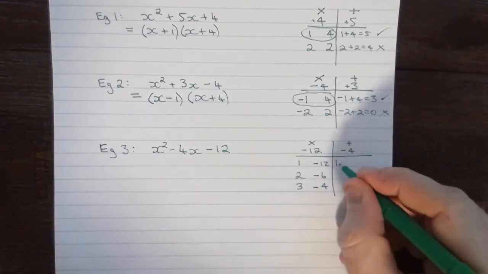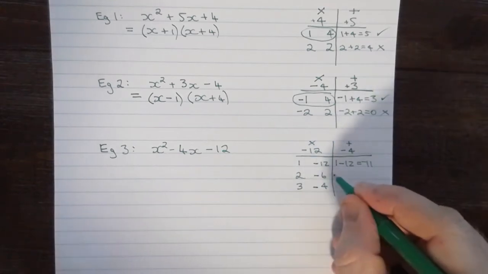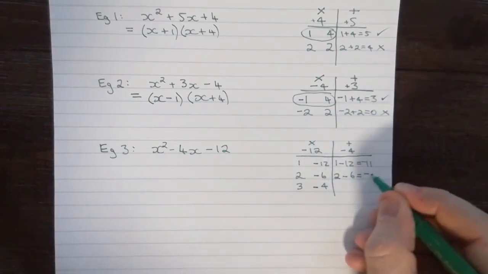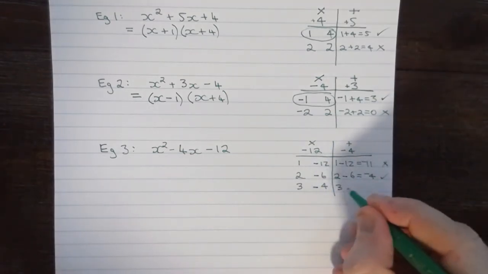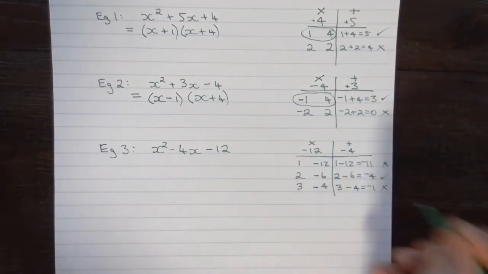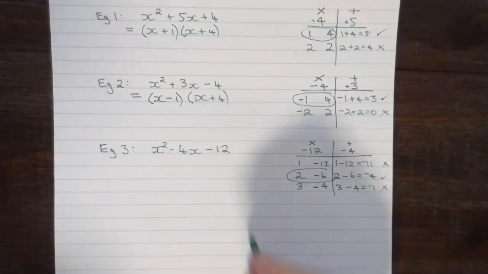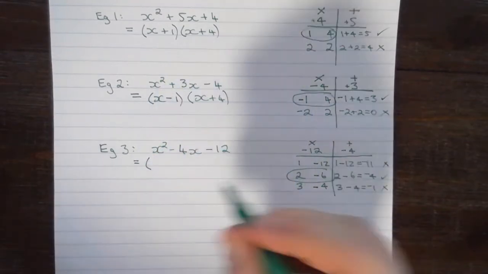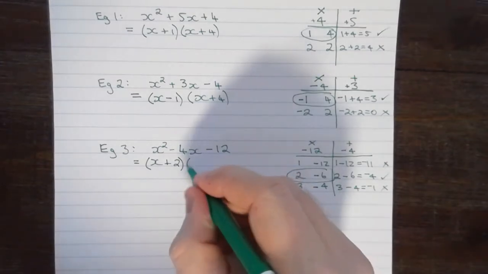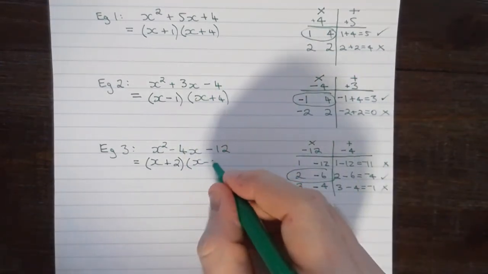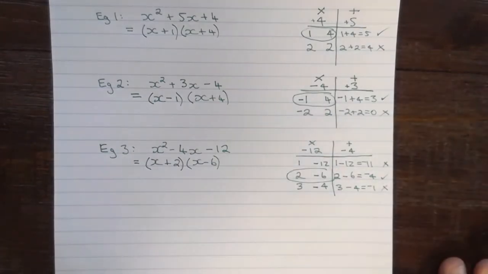So now we can see 1 minus 12 will give us minus 11. That's not what we want. 2 minus 6 gives us minus 4. That is what we want, minus 4. And just checking, 3 minus 4 is minus 1. That's not what we want. So we'll be selecting this factor pair to help us factorize this quadratic. So, as usual, x, and this time it's plus 2, and x minus 6. And again, expand out if you're not confident and you want to check that that's correct.